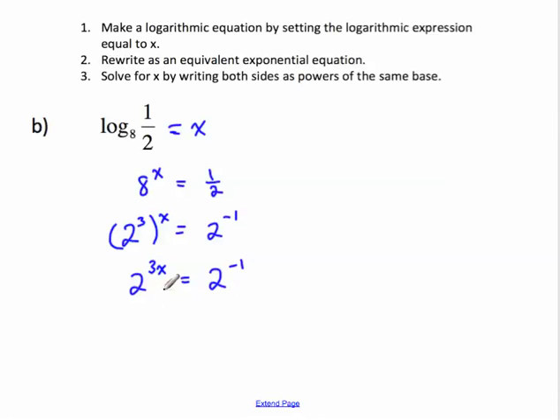Because the bases are equal and the whole left side equals the whole right side, that means that the exponents must be equal, so 3x is equal to negative 1, or x is equal to negative a third. Now the question didn't involve an x and didn't ask us for x, so we should go back to the original question and answer it. Log base 8 of a half is equal to negative a third, and that's our final answer here.